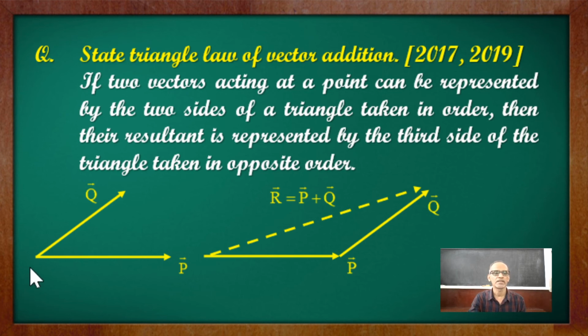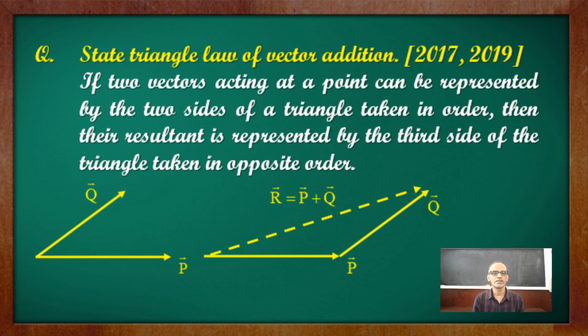And we know that the resultant acts here, exactly in between. See, this is how we get the resultant. This is the direction along which we get the resultant, and that's evident in this particular diagram. So the statement is, if two vectors acting at a point can be represented by the two sides of a triangle taken in order, then their resultant is represented by the third side of the triangle taken in opposite order.